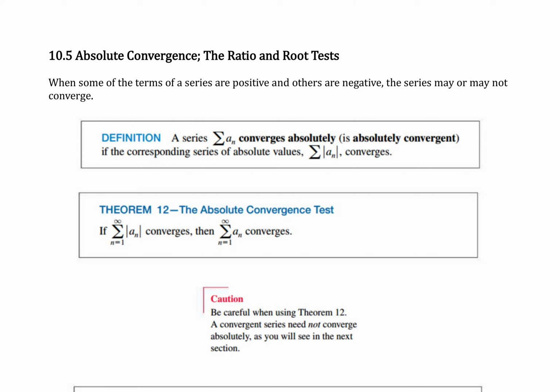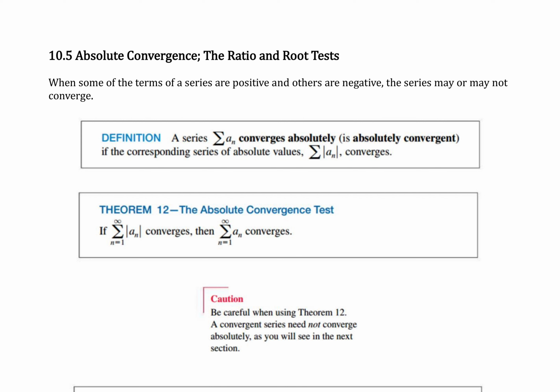For the last section in this module, we're not quite finished with chapter 10, we're only halfway through, but this is the last section in this module. We're going to look at the idea of absolute convergence and then two more tests for convergence, the ratio and the root tests.